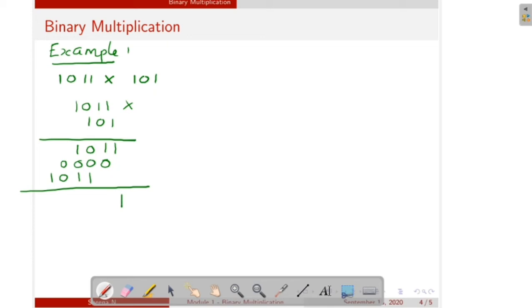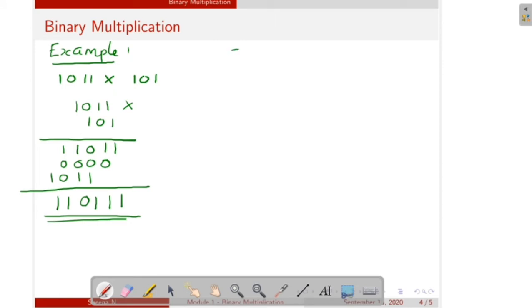So here 1 plus 0, 1. 0 plus 0, 0. 0 plus 1, 1. Then 1 plus 0, 1. 1 plus 1, 0 with a carry 1, then here 1, 1. So our answer is 110111. So binary multiplication is the same as decimal multiplication.